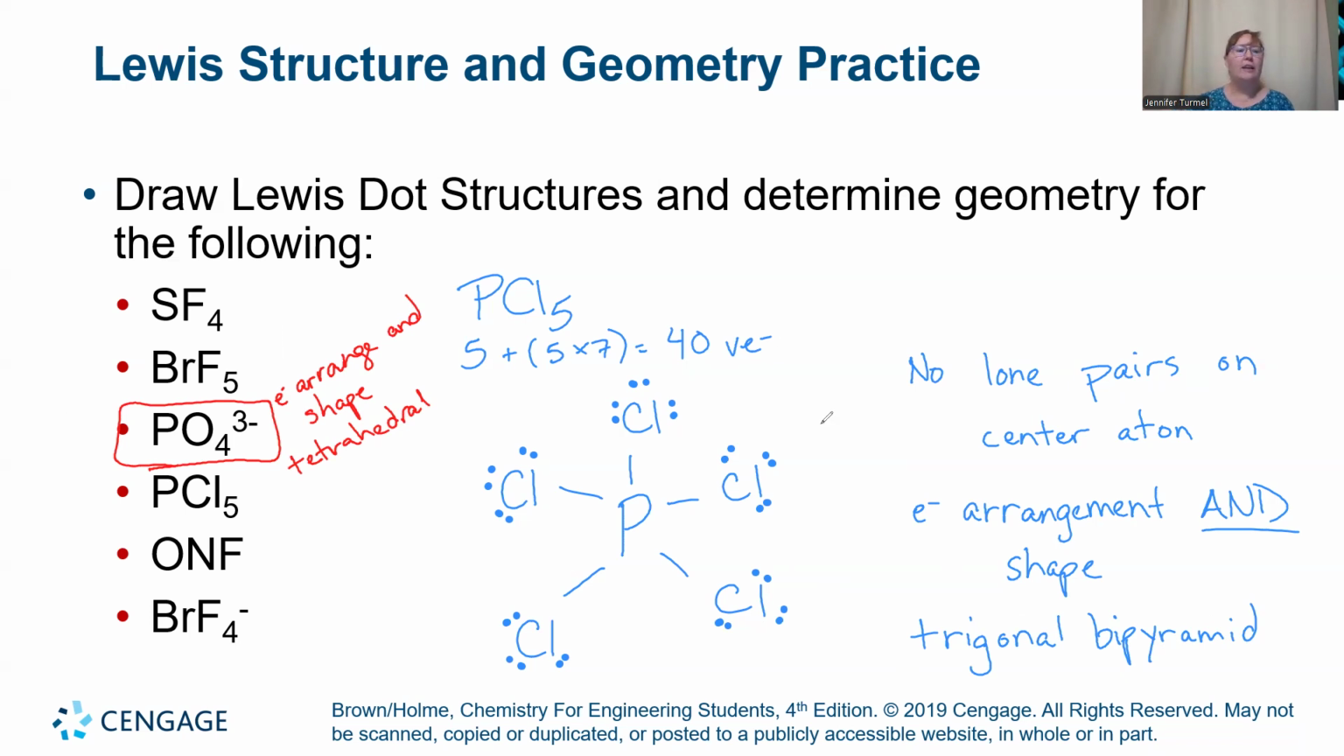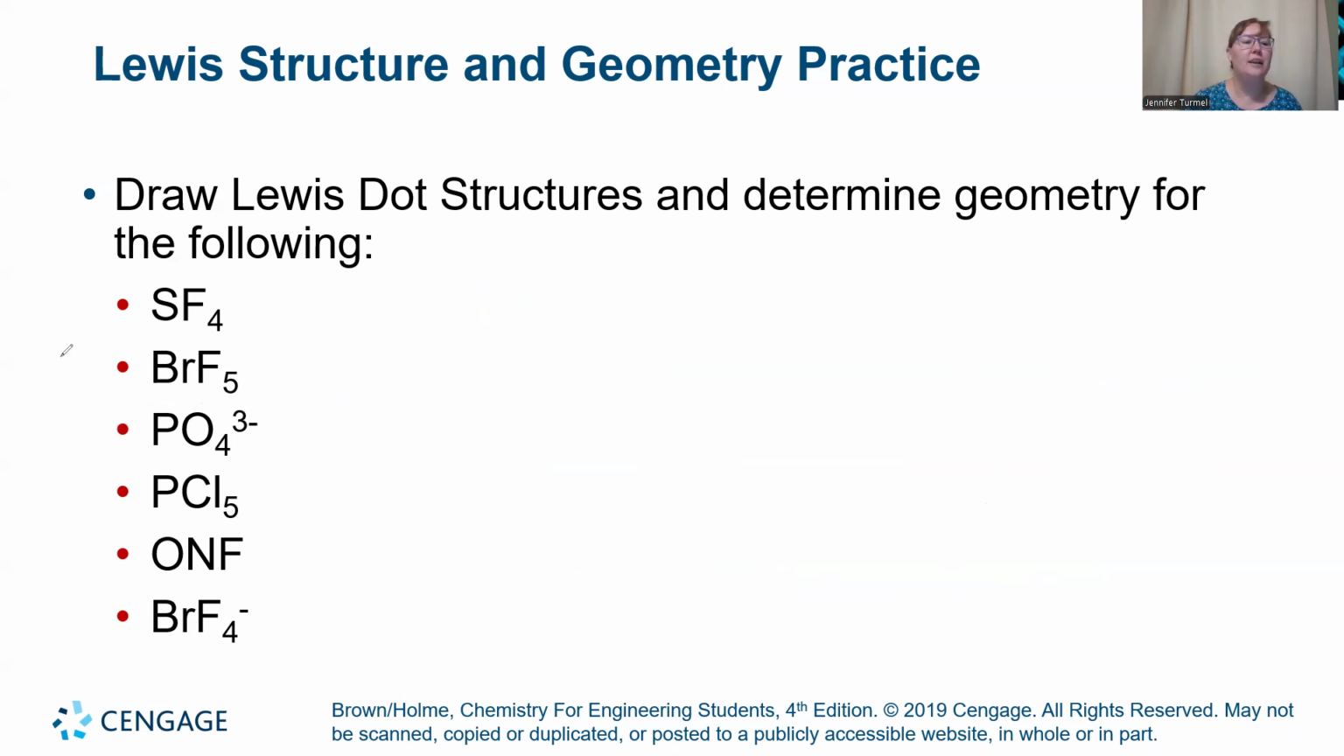All right, two more here, and hopefully you guys are starting to feel like this is making sense. Next, we have ONF, and it's a little hard to know how we are going to draw this as a picture. The easiest way to draw it is basically to draw it in this order. So we have 6 valence electrons from our oxygen, 5 valence electrons from our nitrogen, and 7 from our fluorine, which gives us an overall 18 valence electrons.